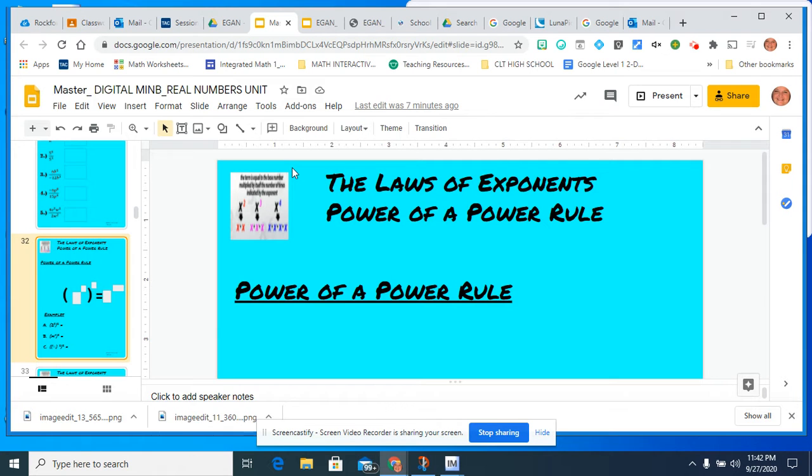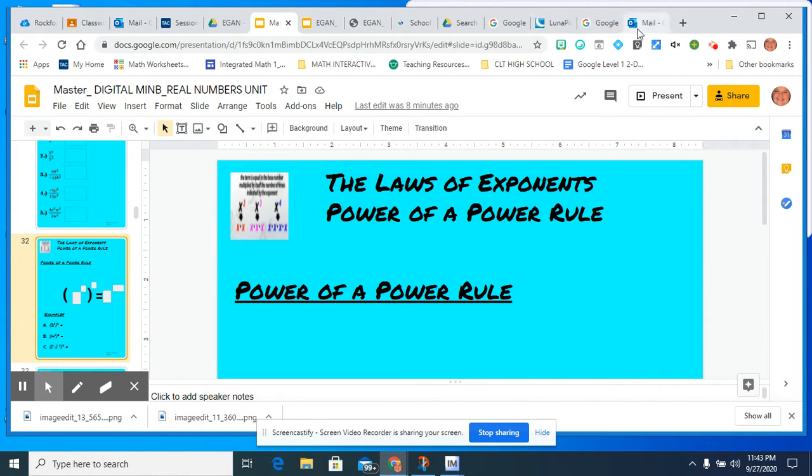Okay, today we're going to talk about the power of a power rule and the power of a product rule for the laws of exponents. These two are very closely related. One is what happens when we're looking at one base that has a power and is being put to another power. The other is where we're looking at an expression, which typically has a coefficient and a variable, or could have a coefficient and multiple variables.